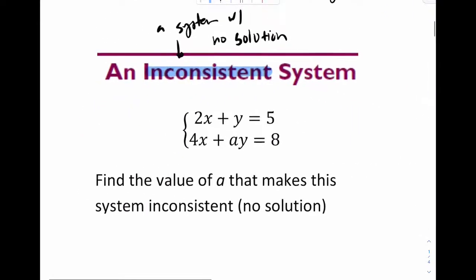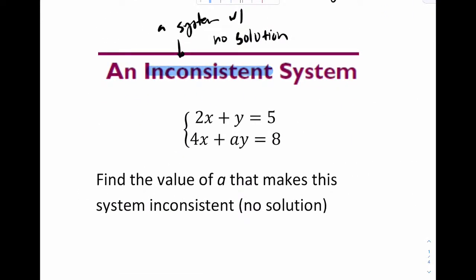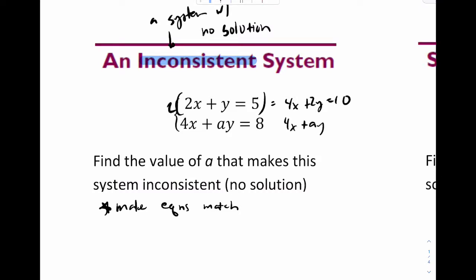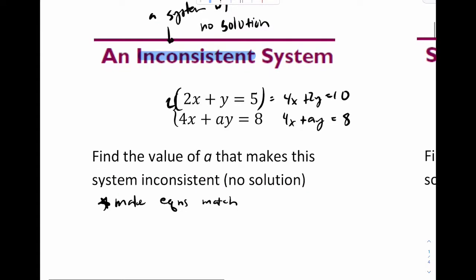So for this question, there are lots of ways of doing it. The simplest way to approach any question like this would be to do this. Make your equations match. By making them match, you're basically going to force the slope to be the same. So imagine I multiply this one by 2. The bottom one, let's leave it. So this will be 4x plus 2y equals 10. Then 4x plus ay equals 8. We're just going to compare right here. So our conclusion is a must be 2. And that's it.